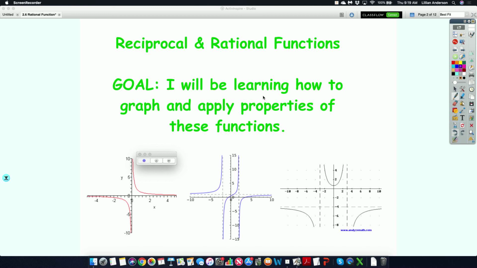Reciprocal and rational functions. This is a concept that you learned about back in Algebra 2 as well as in pre-cal. So it's more going to be about refreshing your memory about how to graph and the different properties of these reciprocal and rational functions. You will be dealing with your most basic that you see on the left. You will be dealing with your more complex, which you kind of dealt with in pre-cal, and you're going to be dealing with these type of rational functions that have slant/oblique asymptotes.